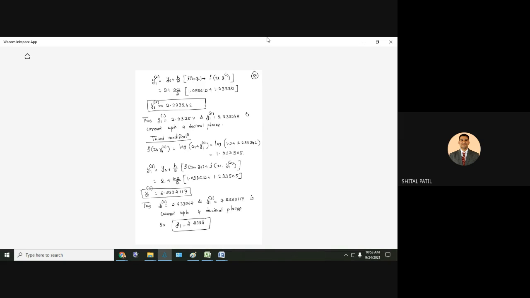2.2332 1, 2.2332 1. Is it 5 places? No, sorry, it is 4 only. Then see, 2332 is the same. Next is 42 here, it is 117. If we take the 5th decimal place, there will be a question whether we have to take 1 or 4. Getting everyone now? So we have to take y1 as 2.2332 only. Hope everyone is getting this. Let's move ahead.